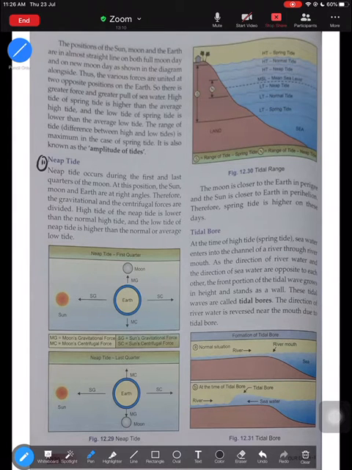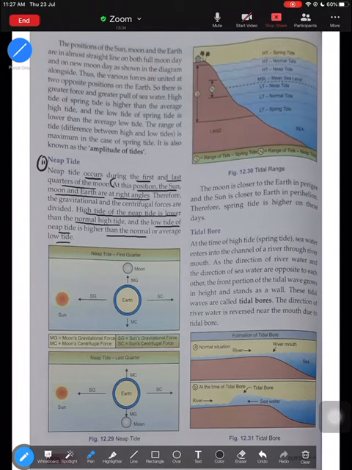So when does neap tide occur? Neap tide occurs during the first and the last quarter of the moon. At this position, the sun, moon and earth are at right angle. The high tide of the neap tide is lower than the normal high tide, and the low tide of the neap tide is higher than the normal or average tide. So this is what you have to remember. Neap tide basically occurs in the first and last quarter of the moon.